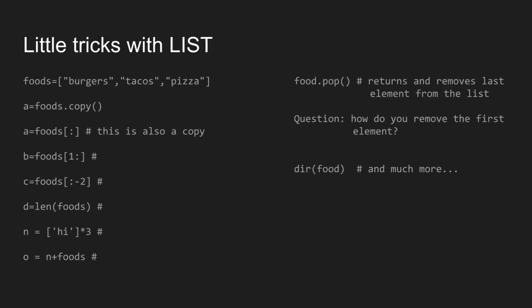So this will create a new list of the two items concatenated together, or you could do .append on n to append hi to the list. So there are a lot of different methods here. I just wanted to make sure that you guys were aware of all these little things.